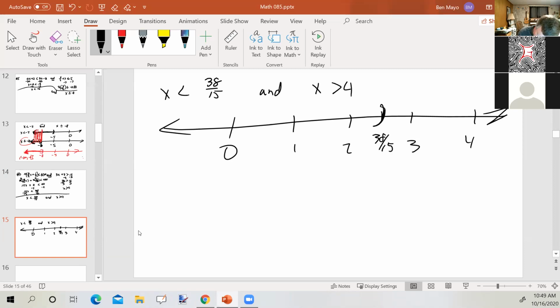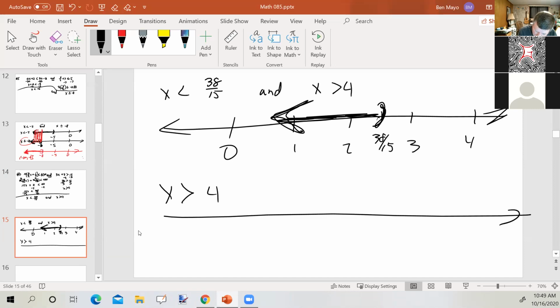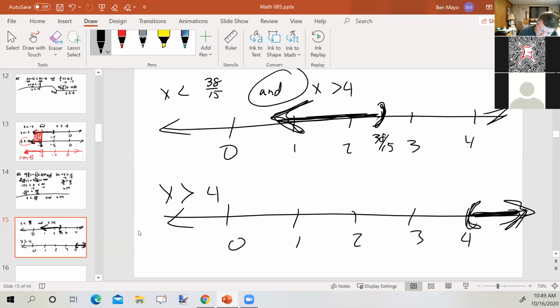So I'm going to have parentheses and an arrow going to the left. x greater than 4 would be parentheses, arrow going to the right. But they want the intersection. Is there any intersection? Is there anything in common? No. So no solution.